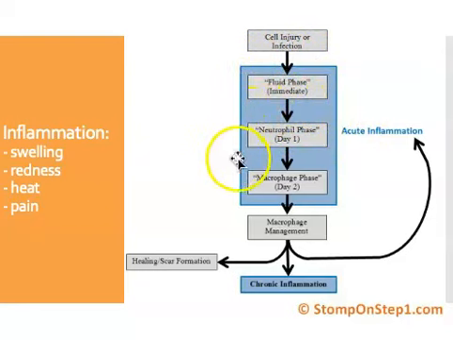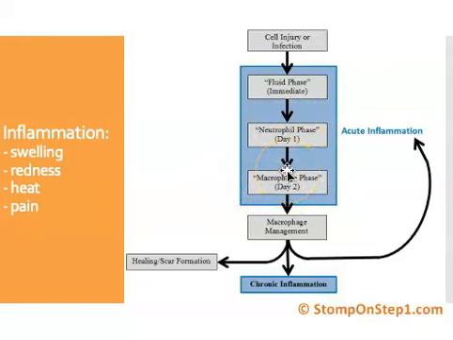Then I also want us to be familiar with the idea that some of the cells that are coming out of those leaky blood vessels are immune cells. There are different kinds of immune cells. You can see some names here, neutrophils and macrophages.